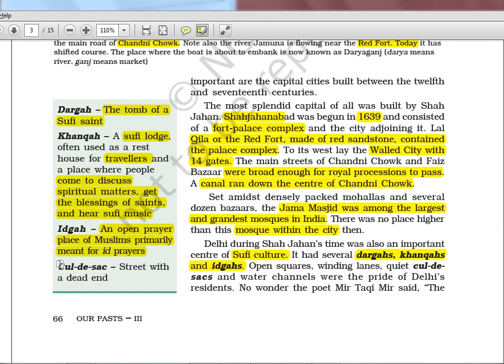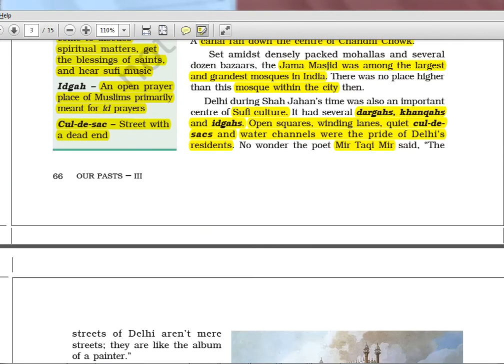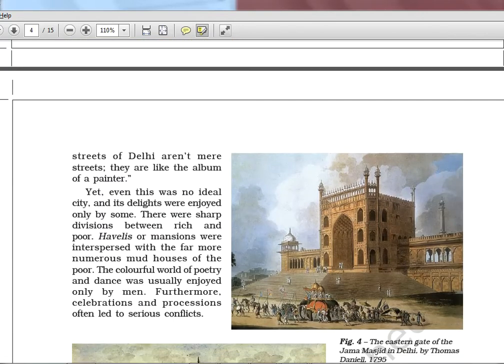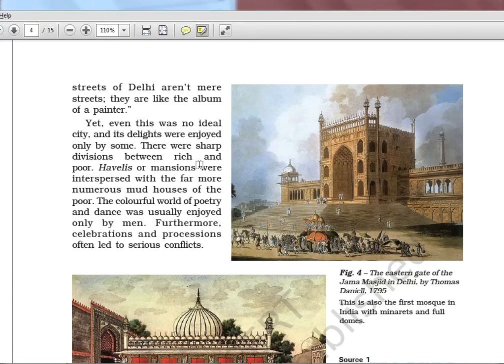This term, cul-de-sac, is like a street with a dead end. Here it's mentioned: open squares with winding lanes, quiet cul-de-sacs and water channels were the pride of Delhi's residents. So just a term, not very important. It's mentioned here in the box, so I told you. It's a street with a dead end. One poet's name is here, Mir Taqi Mir. He said the streets of Delhi aren't mere streets, they are like the album of a painter. That is what he told about Delhi.